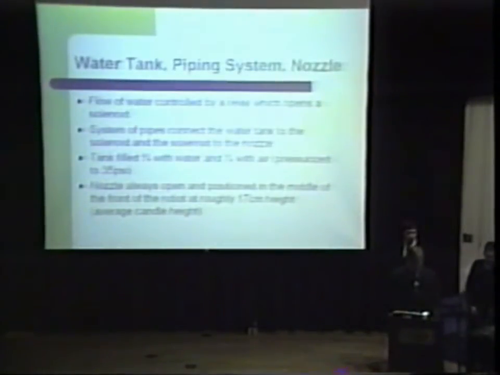The water tank, piping system, and nozzle, we used the same parts from last year's robot, but the way they actually built it last year, they made lots of bends in the pipe, which caused it to leak in 3 or 4 different places. Which obviously, leaking water in an electrical system is a bad thing. So we completely decided to redo it.